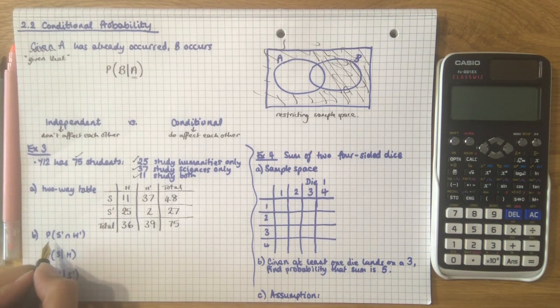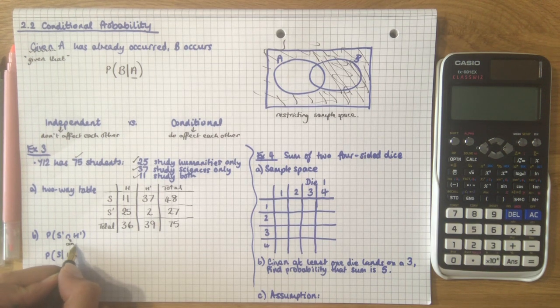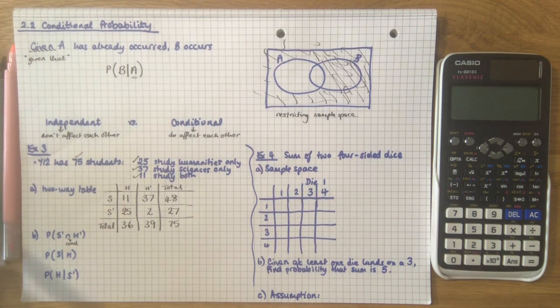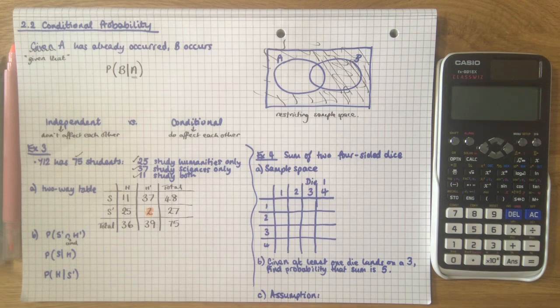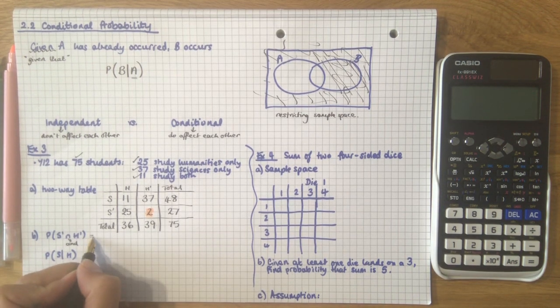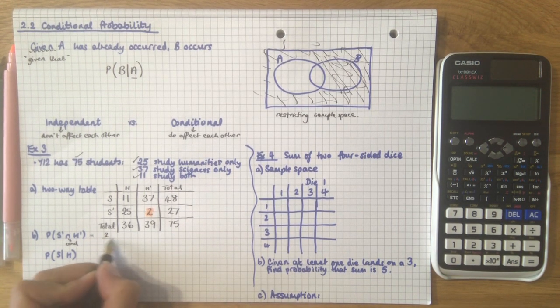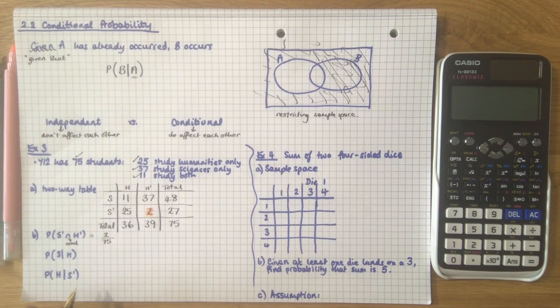So first of all, we're asked, what's the probability that a student doesn't study science and they also don't study humanities? So the intersection of not sciences and not humanities. That's these 2 students here. So our probability is 2 out of 75.